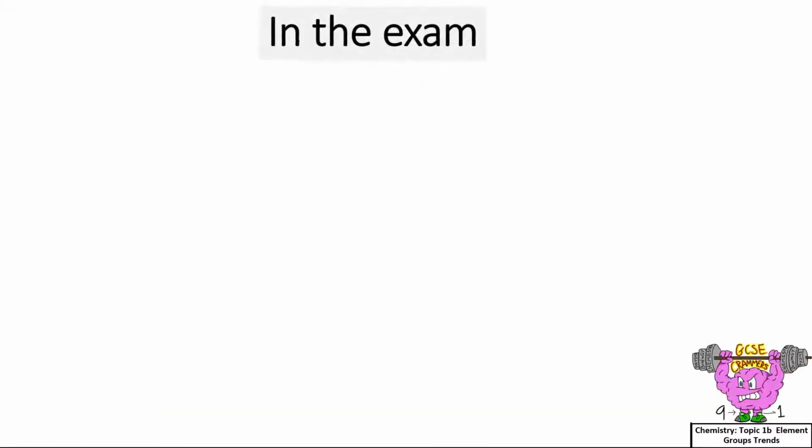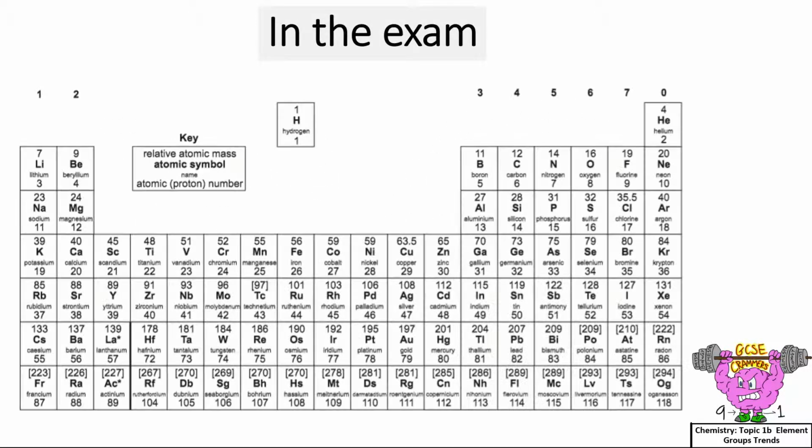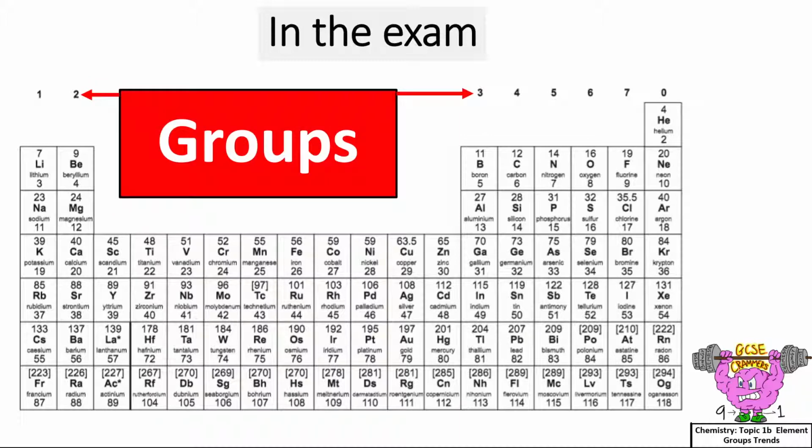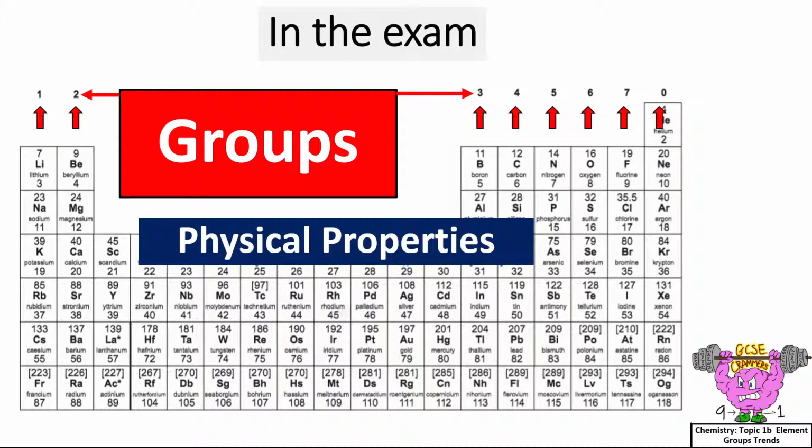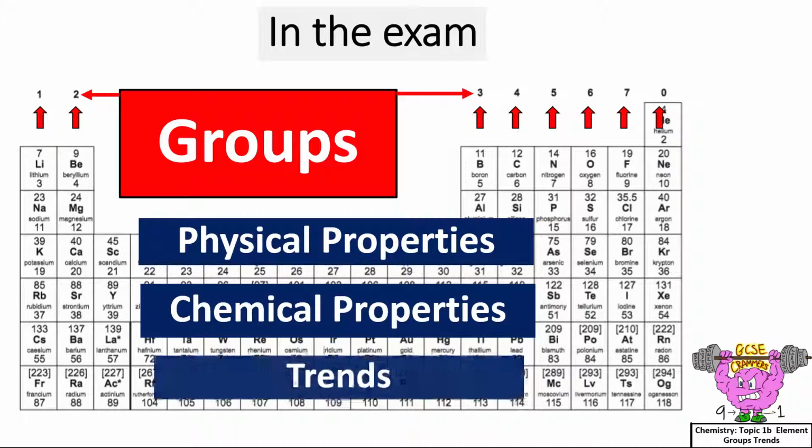In the exam you'll be given a copy of the periodic table, so you don't have to learn all the names in each group. The group number will tell you how many atoms are in the last shell of an element. You also need to learn the physical properties, chemical properties and trends for Group 1, Group 7, Group 0 and transition metals.